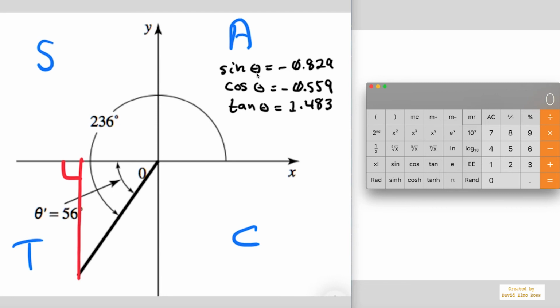Well, if we look here, the sine is negative, so it can't be here or here. It can't be in either of these two quadrants. Now the cos is negative, so the cos is positive here and here, so it can't be here, so it has to be in this quadrant here.